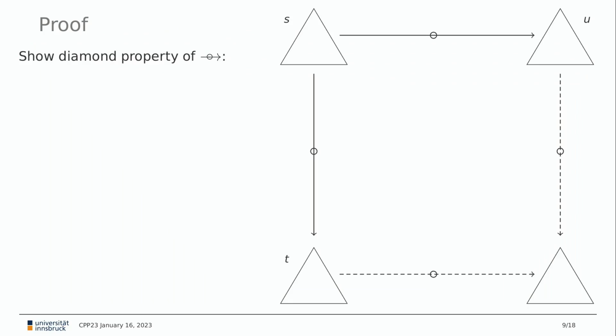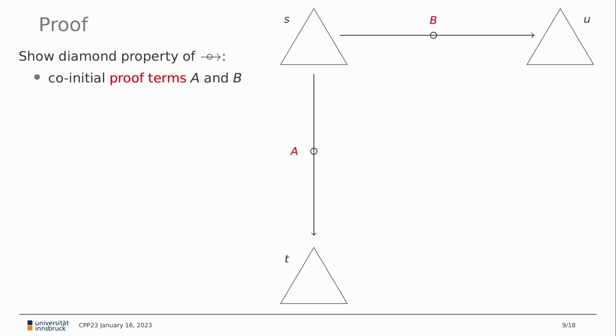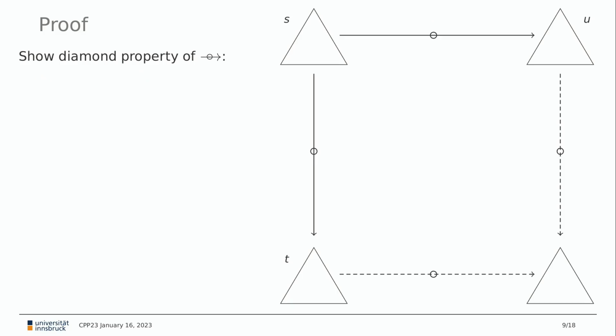Okay, so Vincent van Oostrom in his paper already presented a proof, and our formalization follows mostly Vincent's proof, but we had to plug in, of course, a lot more details. The only difference is that we used proof terms here for the multi-steps. The idea of the proof is to show the diamond property of the multi-step relation, and this then immediately implies confluence of the term rewrite system.